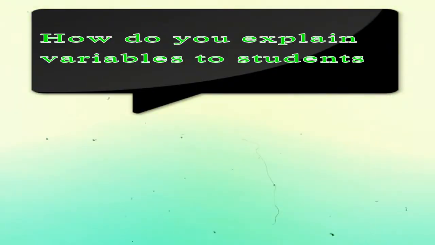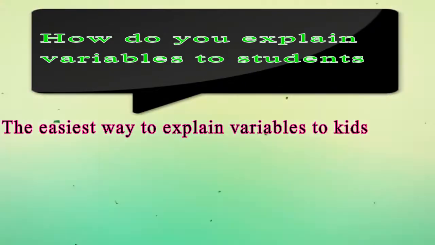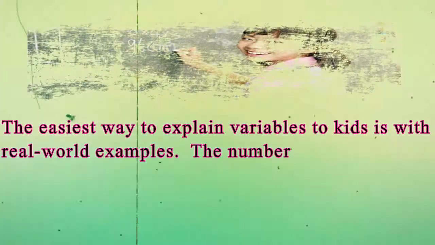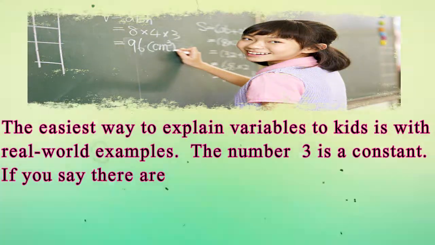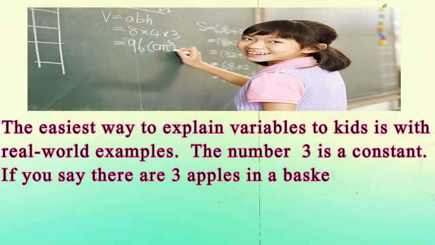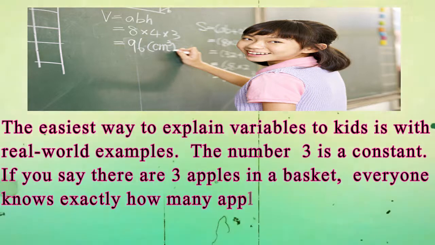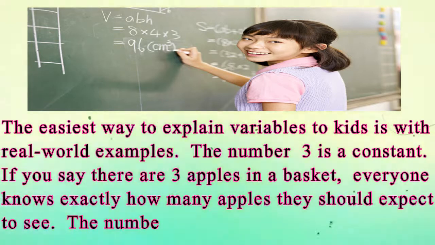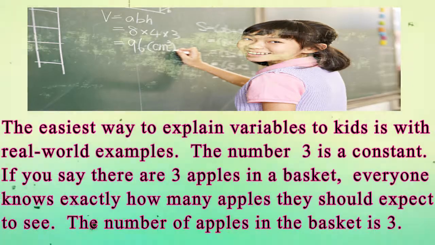How do you explain variables to students? The easiest way to explain variables to kids is with real world examples. The number 3 is a constant. If you say there are 3 apples in a basket, everyone knows exactly how many apples they should expect to see. The number of apples in the basket is 3.